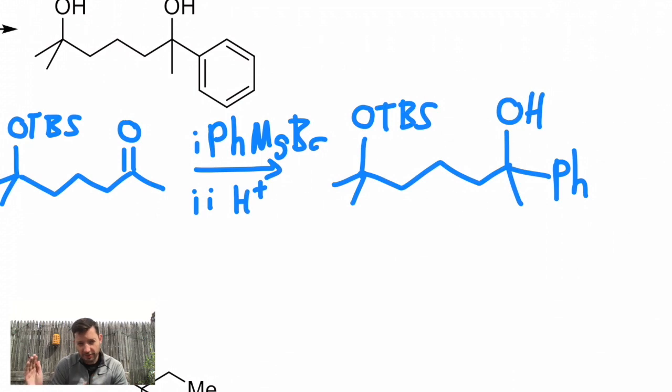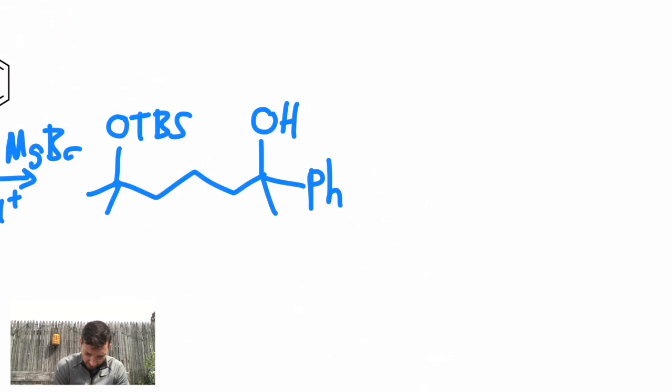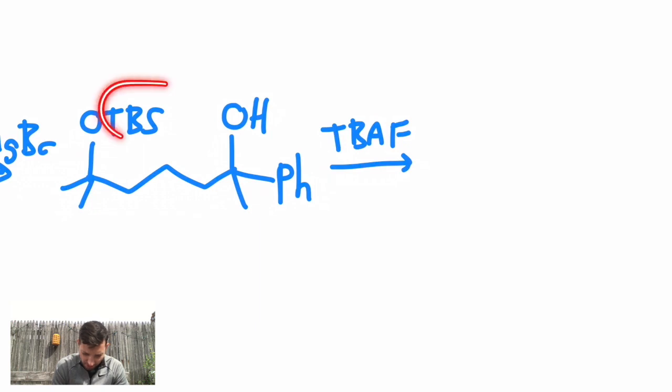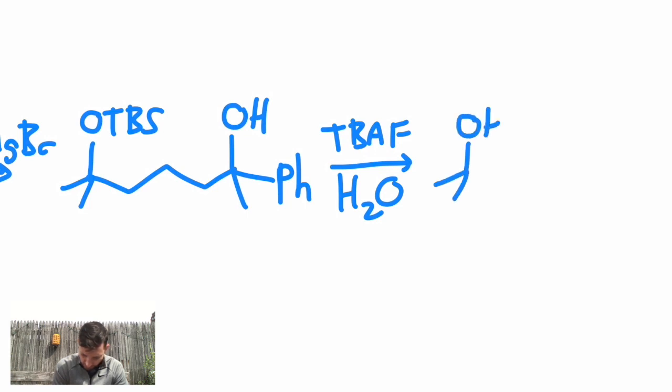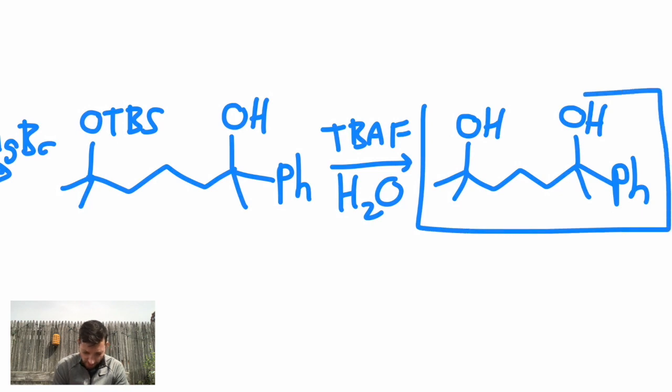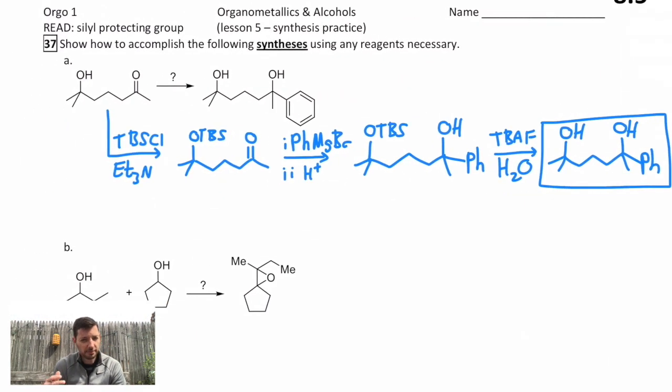Almost done. I just need to get rid of that TBS protecting group, and the way you do that is you use a source of fluoride. Fluoride is tetrabutyl ammonium fluoride. Fluorine forms a very strong bond with silicon, so it will actually strip off that TBS. You do it usually in the presence of water, something protic that can put the H back on, and then you'll end up with two tertiary alcohols. One new one from the phenyl addition, and one that was there from the beginning. So 3 steps: protect the alcohol, add the Grignard, deprotect the alcohol. Done.